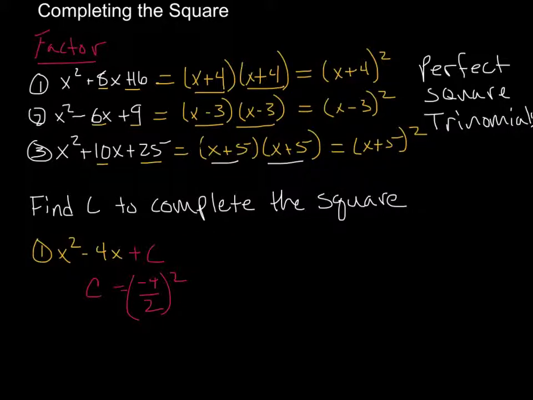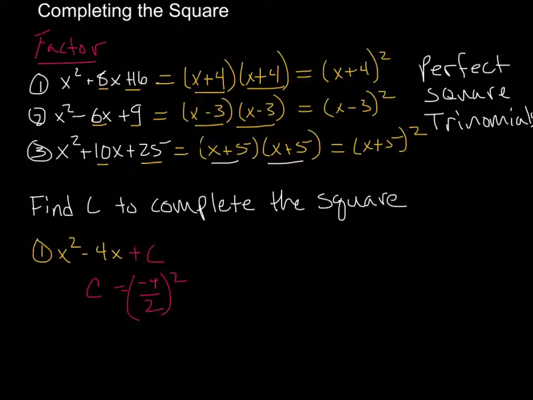And let me verify to you that that is the case. So if I take 8 and I cut it in half, that's a 4. And 4 squared is 16. Negative 6, if I cut it in half, that's negative 3. And if I square it, I get 9. 10, if I cut it in half, I get 5. And 5 squared is 25. That's the connection. When that is true, I have a perfect square trinomial.